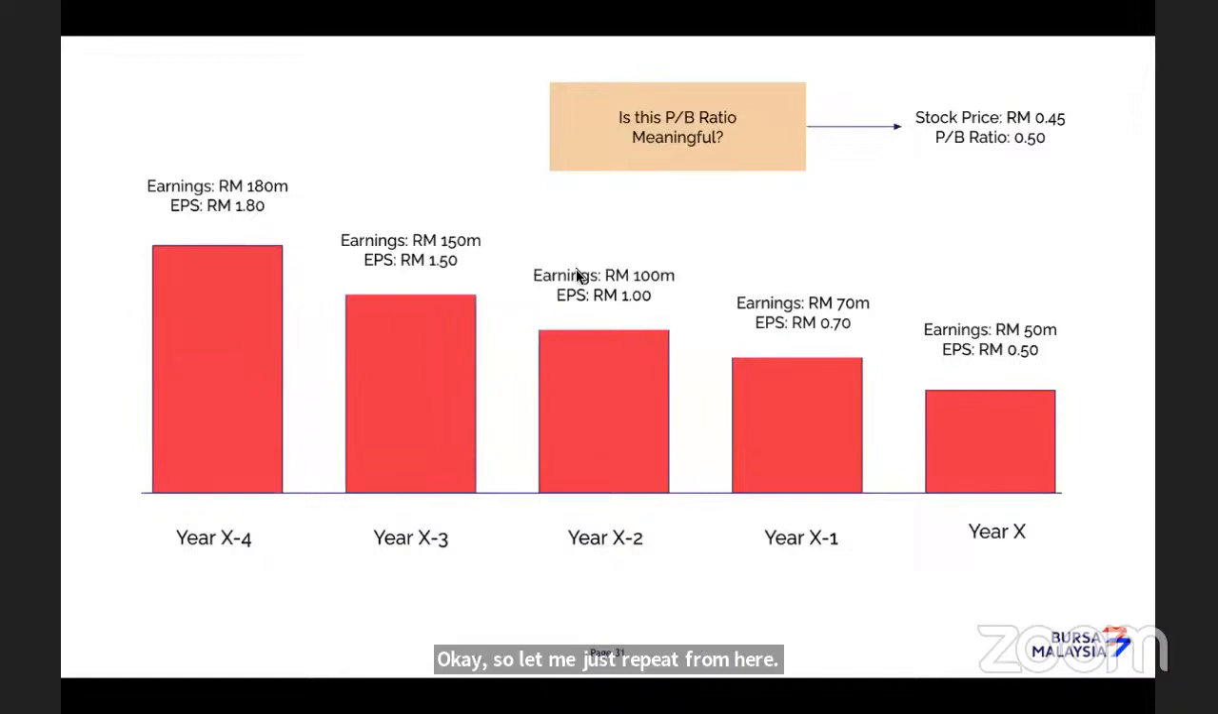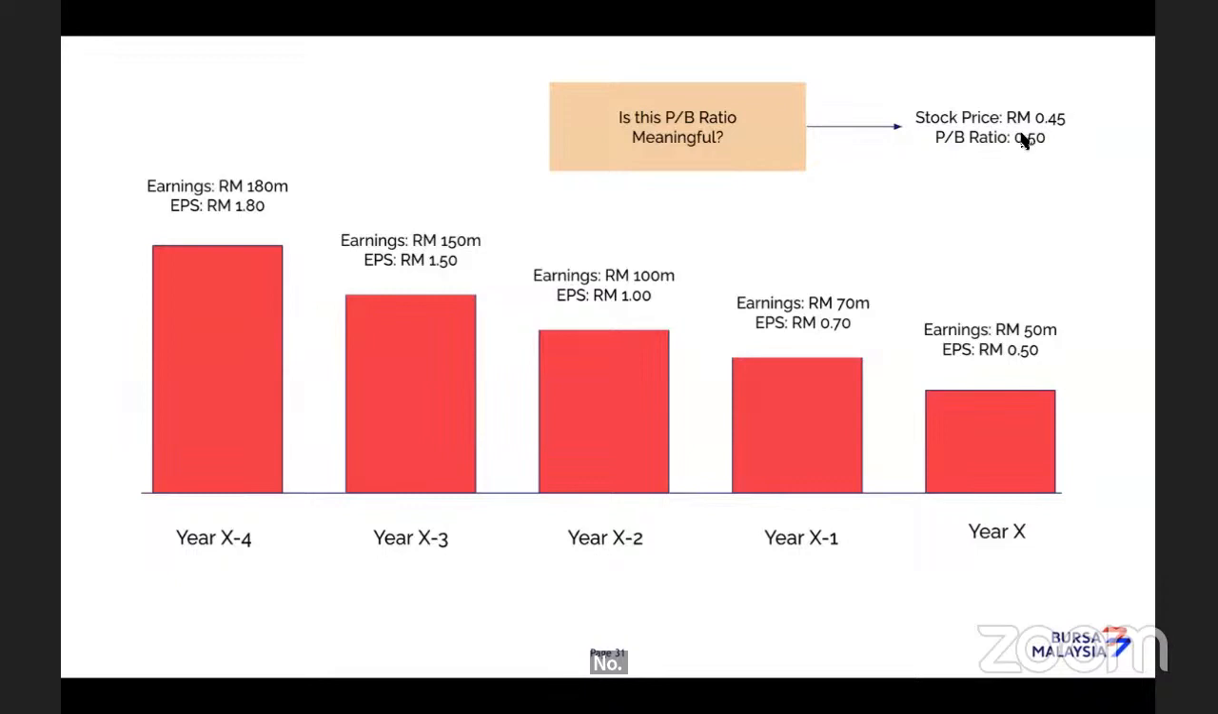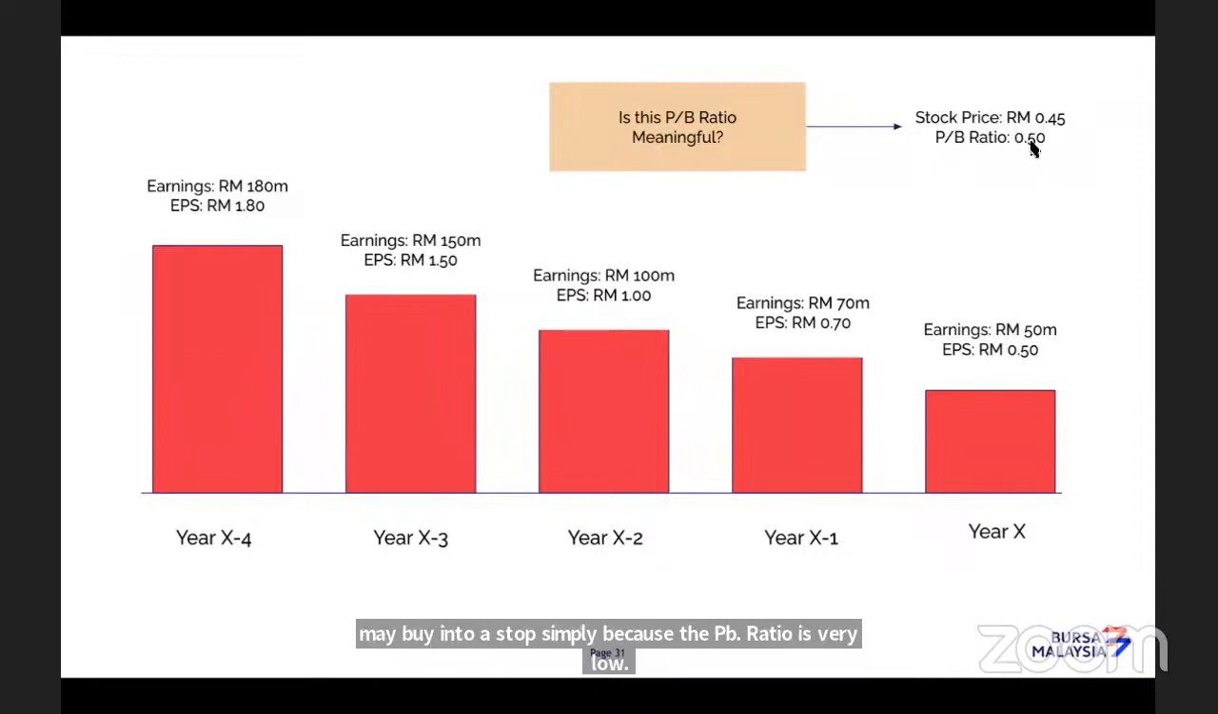So when it comes to PB, I don't really use it a lot, simply because as an investor, the key thing about investing in a stock is to buy into a business that has demonstrated and will demonstrate consistent earning power. All right. So the earnings is actually more important than the balance sheet. Now, some people may buy into a stock simply because the PB ratio is very low. Like 0.5, 0.4, 0.8, whatever the amount is.